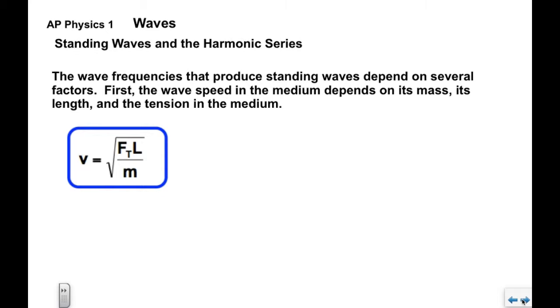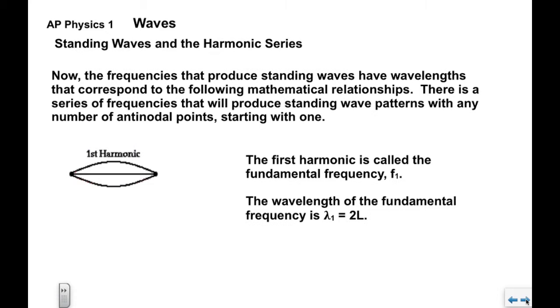The wave frequencies that produce standing waves depend on several factors. First of all, the wave speed in the medium, which depends on the mass of the medium, the length of the medium, and the tension. So the wave velocity is the square root of F_T times L over m, and this contributes to the pattern. A series of frequencies that will produce standing waves have wavelengths that correspond to a very particular mathematical relationship.